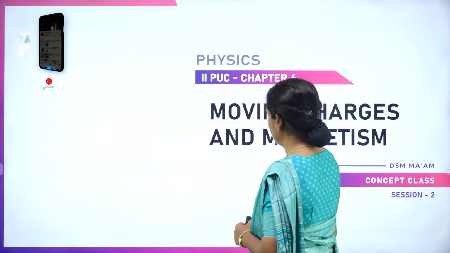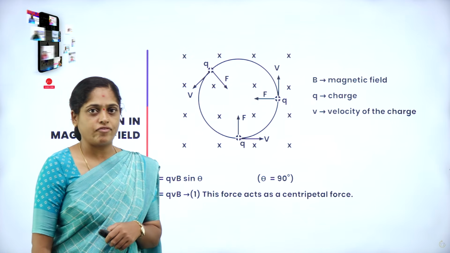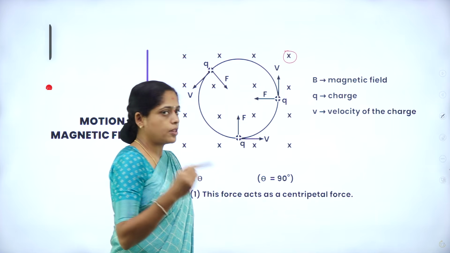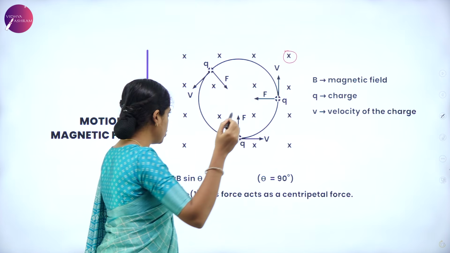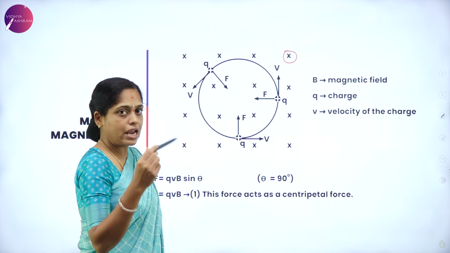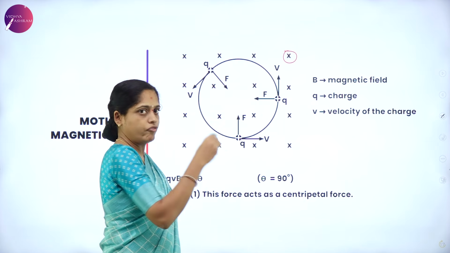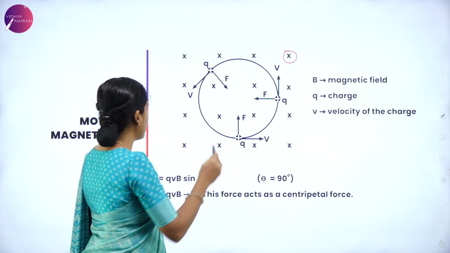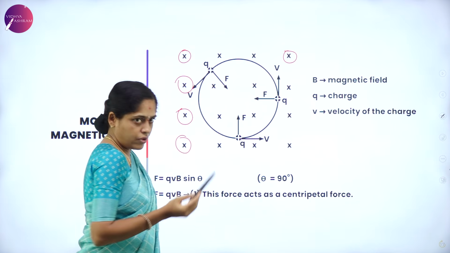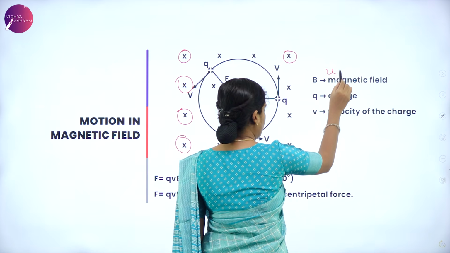So first I consider a charge which is moving perpendicular to the direction of magnetic field. And you know, the cross represents the magnetic field into the plane of paper. That is, the magnetic field lines are into this board. All these magnetic field lines, this cross, observe that they are at equidistance and parallel. That is, this magnetic field is uniform.